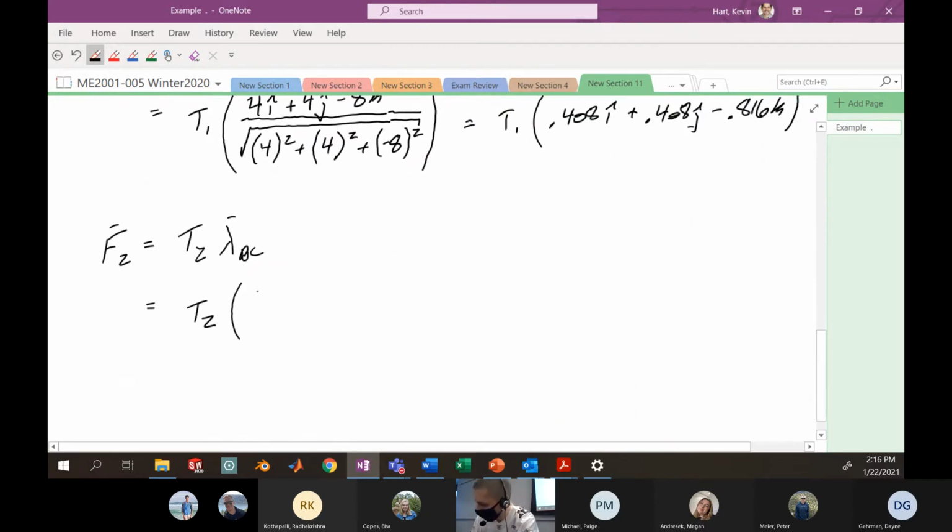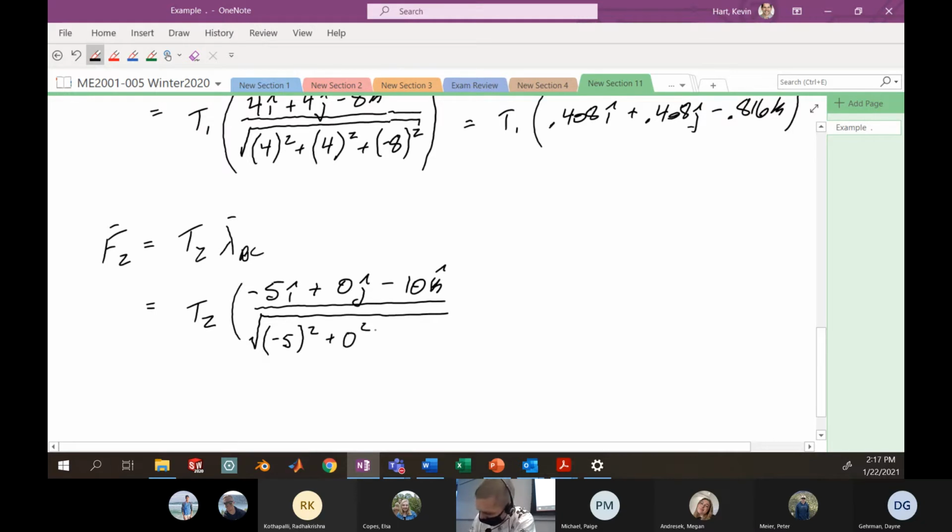So quite simply, I had to go back 5 meters in I hat. I went 0 in J hat since I'm still in the XZ plane. And I also had to go down 10 meters in K hat. All normalized by the distance between those 2 points. Zero squared if you want. I'll just put it in here for completeness.